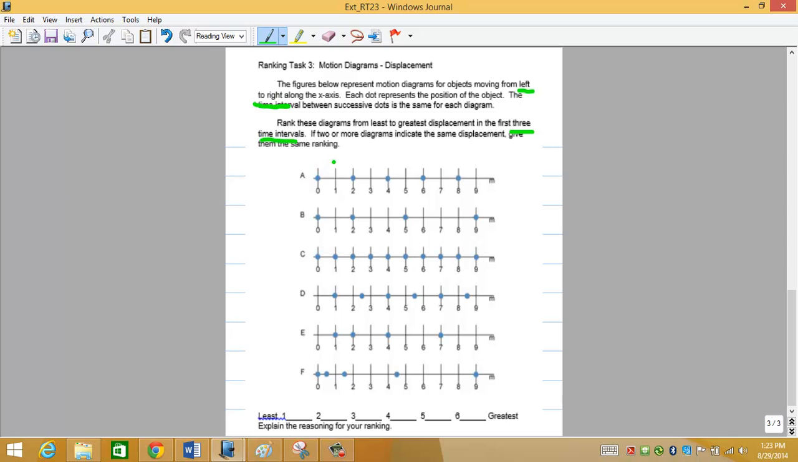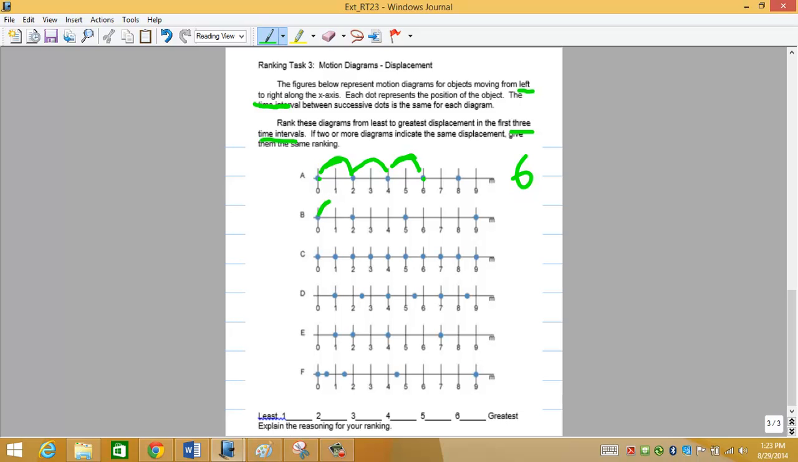So your first time interval, I'm going to draw it as a little hump here. Okay, there's a time interval between those first 2 dots. Here's your second time interval, and here's your third time interval. So after those 1, 2, 3 time intervals, you wind up here. You started here. And therefore, to find displacement, you take your final position minus your initial position. 6 minus 0, displacement of 6.